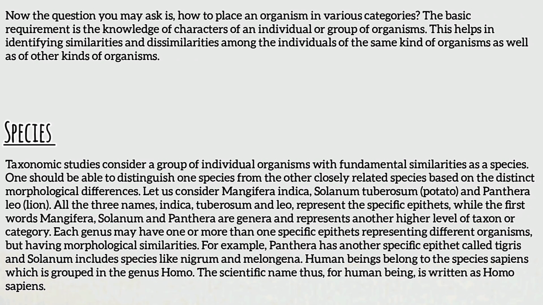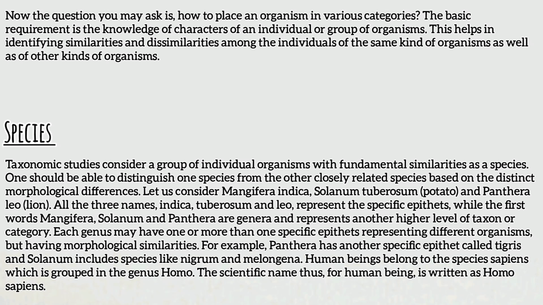Now the question you may ask is, how to place an organism in various categories? The basic requirement is the knowledge of characters of an individual or group of organisms. This helps in identifying similarities and dissimilarities among the individuals of the same kind of organisms as well as of other kinds of organisms. Species. Taxonomic studies consider a group of individual organisms with fundamental similarities as a species. One should be able to distinguish one species from other closely related species based on the distinct morphological differences.